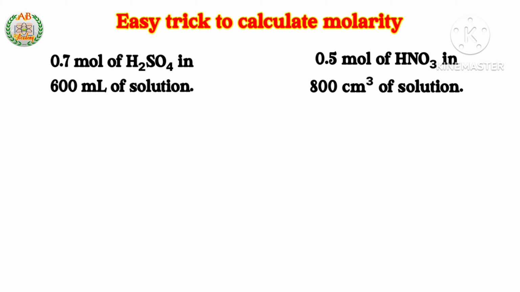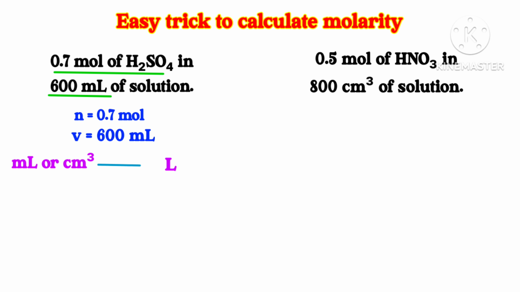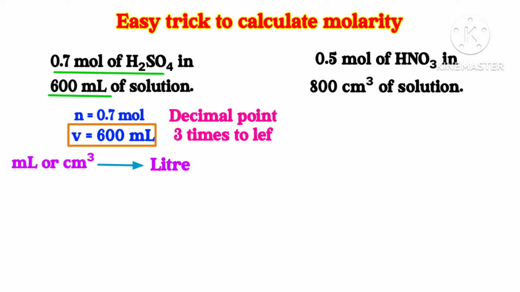Here in this question, 0.7 moles of sulfuric acid is dissolved. So the number of moles of solute n equals 0.7 mole. Secondly, the volume of solution is 600 ml. Remember that the volume of a solution is given in milliliter or cm³. We have to convert it into liter. Now to do so, the easy trick is to move the decimal point 3 times to the left or divide milliliter by 1000. After moving the decimal point 3 times to the left, I get 0.6 liter.